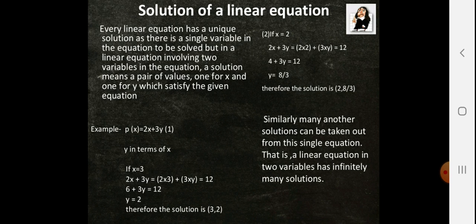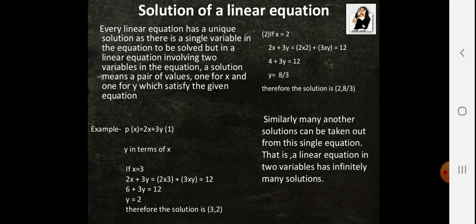Now, if your x is equal to 2 for the same equation, so instead of x, you will substitute 2. So you get 2 into 2 plus 3y is equal to 12. 2 2s are 4 plus 3y is equal to 12. 4 you have to subtract. 3y is equal to 12 minus 4, which is 8. So your y value is 8 divided by 3. So therefore the solution for this is 2, 8 by 3. Similarly, you can substitute the value of x as 0, minus 1, minus 2, 5, 3, any number, and you will get different values of y.